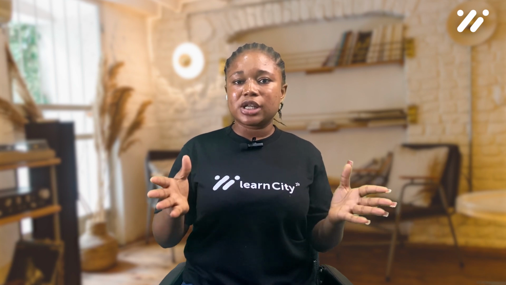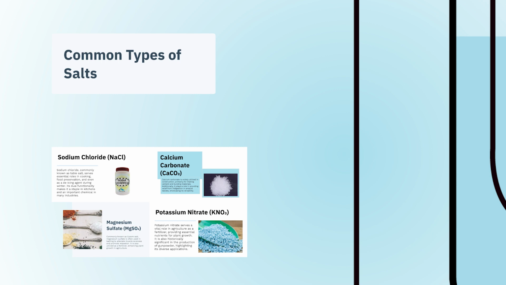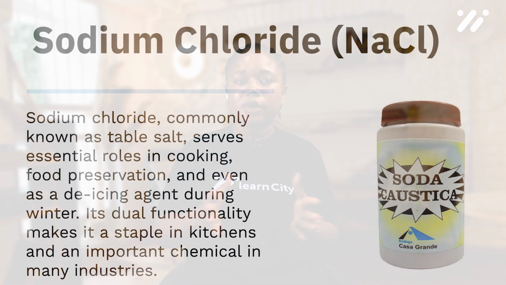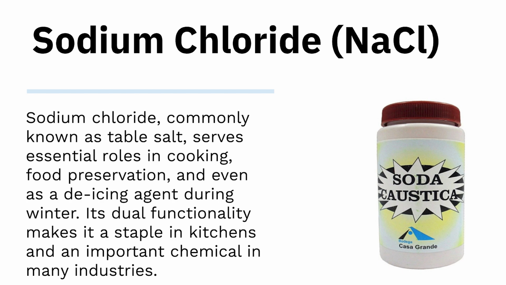Salts come in many different types and they have a wide range of uses. Let's take a look at some common salts and what they are used for. First, we have sodium chloride. We all know this one. It's the table salt used in cooking, food preservation, and even in de-icing roads in winter.